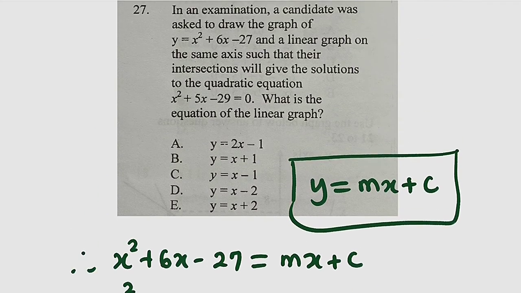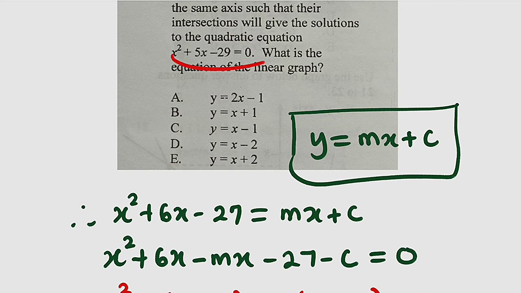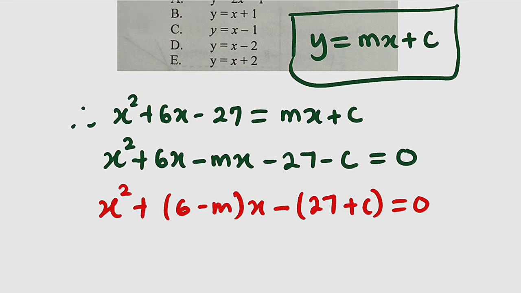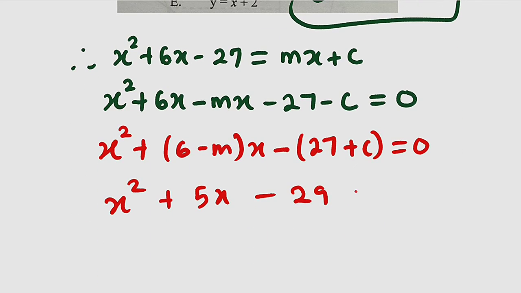But according to the question, it stated that the solution to this problem, which is a quadratic equation, determine the points of intersection of this linear and quadratic graph. You know, if you solve this one, you're going to obtain those points of intersections, and they are said to be the solution to this quadratic equation, and hence we can relate them. And this quadratic equation is x squared plus 5x minus 29 equal to 0.